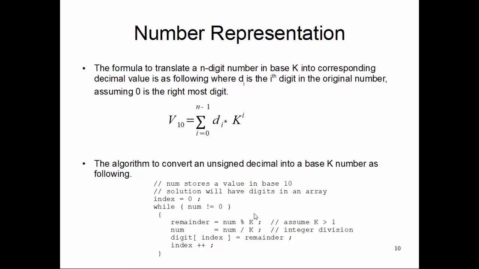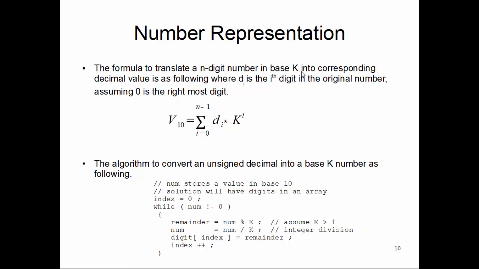Also, we may have a decimal value and want to convert it back to binary or hexadecimal, because computing systems use binary, so we need to be able to convert into binary. The formula to convert an n-digit number, meaning there are n symbols in that number's value representation in base k, into the corresponding decimal value, is as follows.